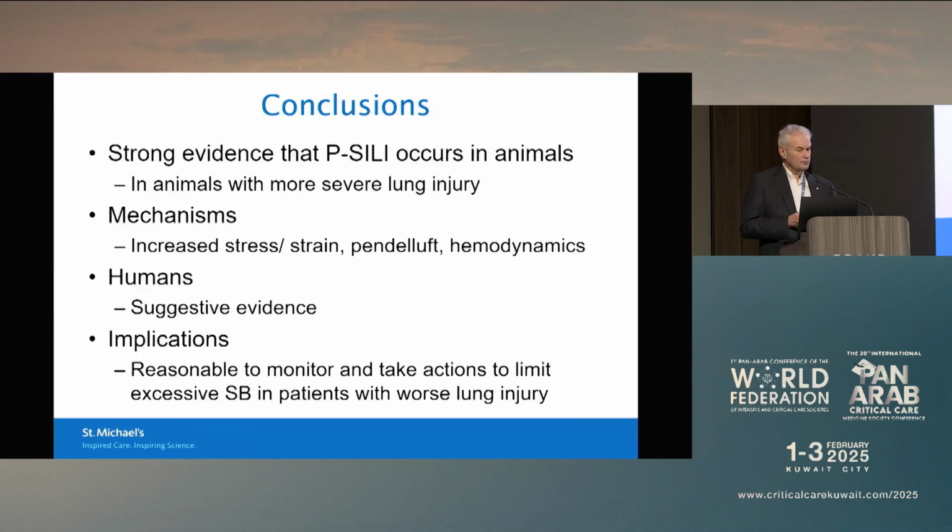So in conclusion then, I think there's very strong evidence that PSILI occurs in animals. And the important point here, I think, is that it depends very much on the underlying degree of lung injury. The more injury there was, the more likely it was that these animals developed self-induced lung injury. And in fact, if there was very mild injury, I showed you that the spontaneous breathing could improve the lung. Trouble is, we don't know where that demarcation point is, and certainly in patients at the bedside, we're not going to be able to figure that out for a while.